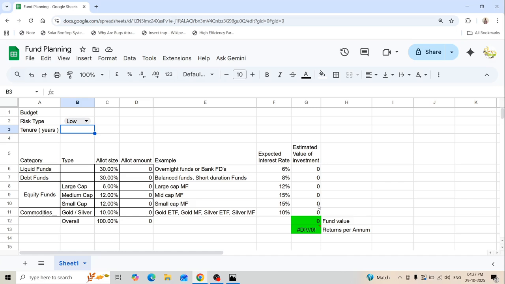Today we are going to discuss one of the most important and basic fund planning concepts which we need to use in our day-to-day life. So let's take an example of my sheet.